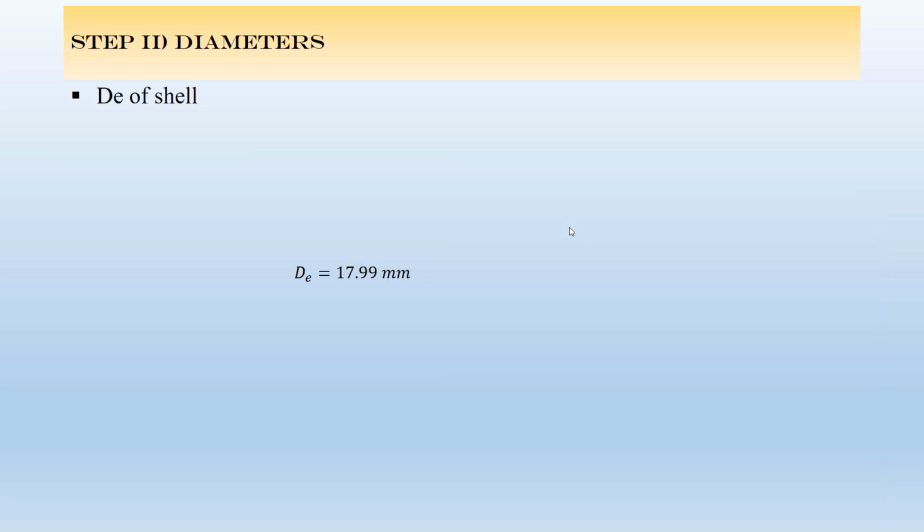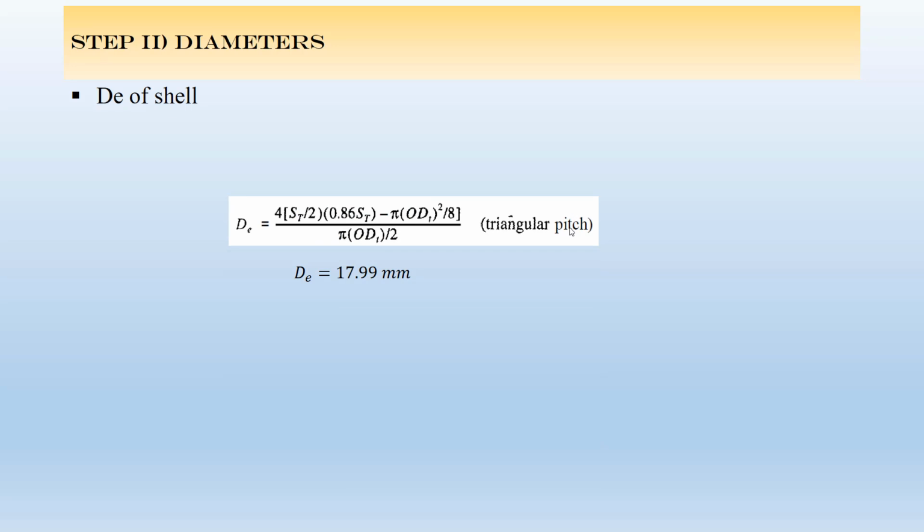So the next step, you need to find the D equivalent for the shell. If you remember, we already discussed that to calculate the Nusselt number, you need to use the D equivalent for the shell side. So we need to find the D equivalent. And if you remember, we had two different equations based on the tube configuration.